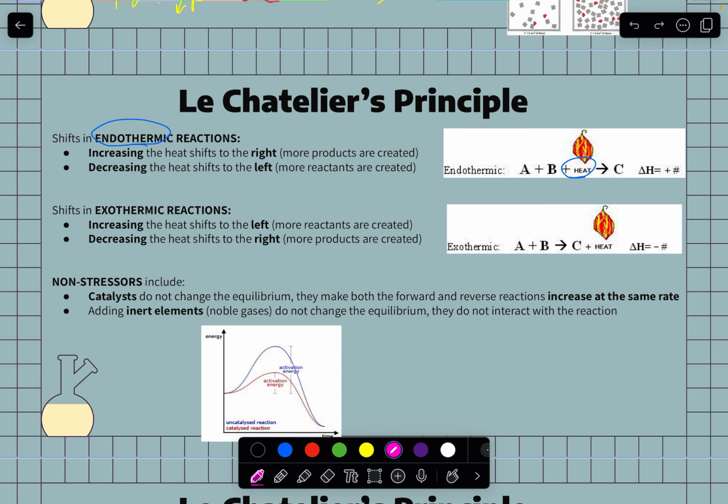For exothermic, remember we said exothermic means that heat is a product. So if we increase the product, it's going to go to the reactants. If we decrease the product, it's going to go to the products.